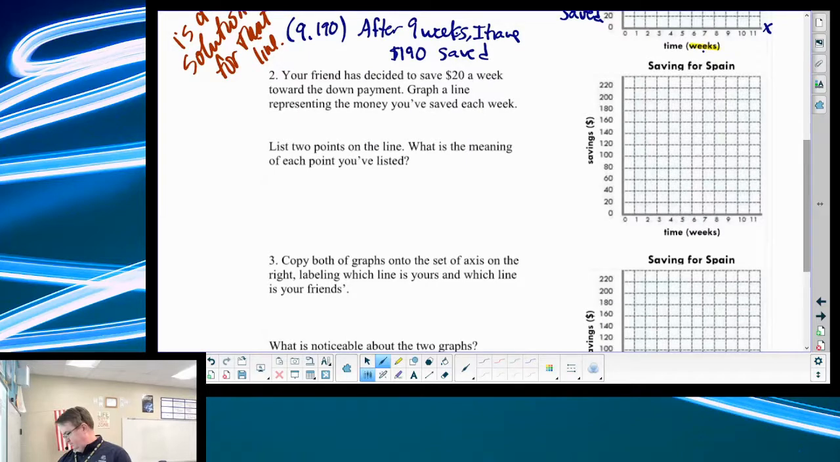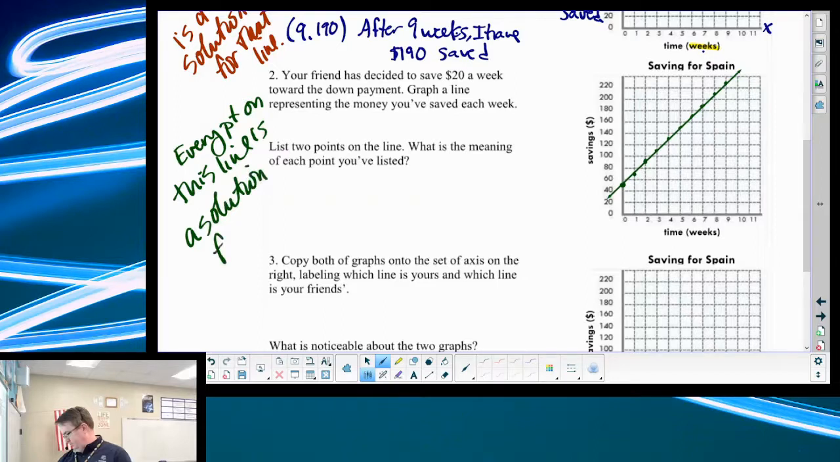So back over here, 0 and 50 is there. And now we're adding $20 every single time. So after 1 week, we have $20 more in. So I'm going to add $20 in, add another 20, add another 20, add another 20, add another 20, et cetera, et cetera, et cetera. So all of those are going to be points on the line. So every point on this line is a solution for this situation.